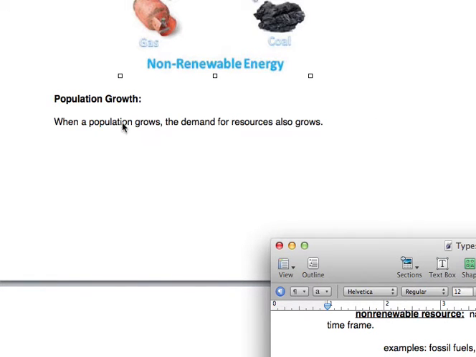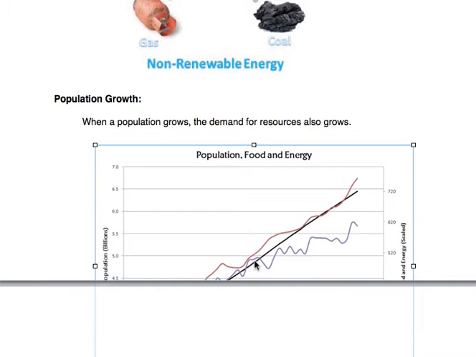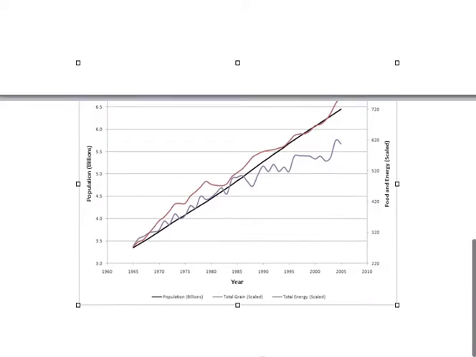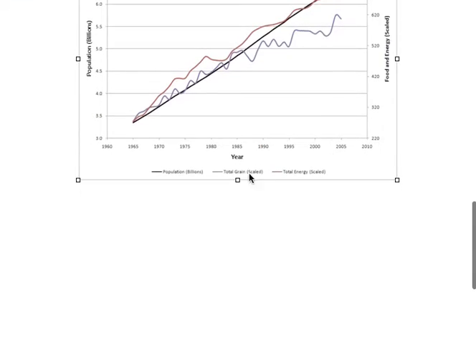I have a little graph for you to look at. You don't have to draw this in, but as the population in billions goes up over the years, the amount of food and energy that is used is also increasing. Here's the population line, the black one. Grain, which is an example of food, is the purple line. As the black line goes up, the purple line goes up. And the total amount of energy being used also goes up. So they go up together, and that's important to know.